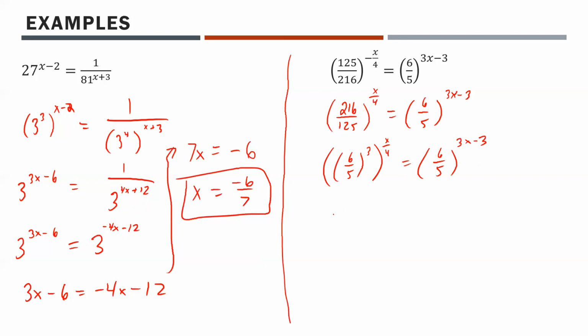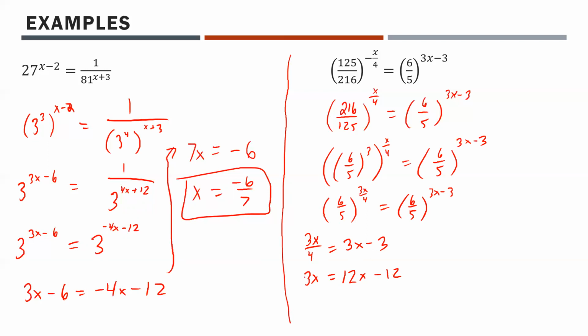This 3 can just multiply with the x over 4, so this is going to give us 6 over 5 to the power of 3x over 4 equals 6 over 5 to the power of 3x minus 3. Now we can ignore our bases. 3x over 4 equals 3x minus 3. Just multiply everything by 4 to get rid of that divide by 4. So 3x is equal to 12x minus 12.